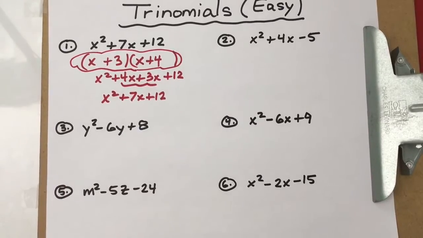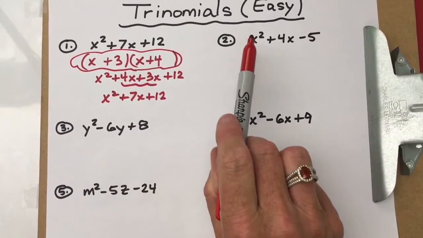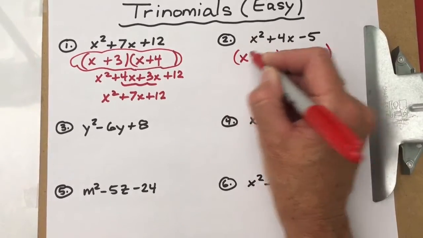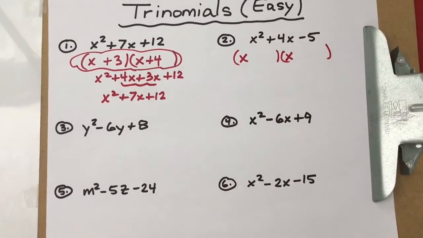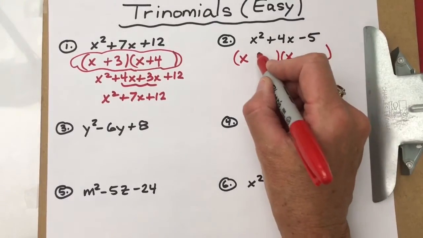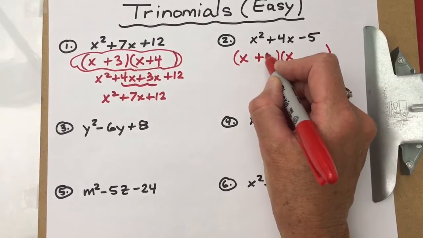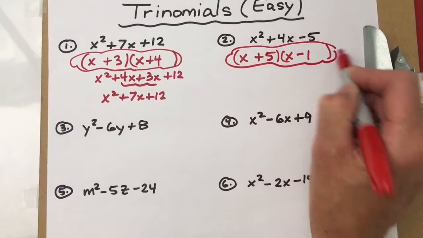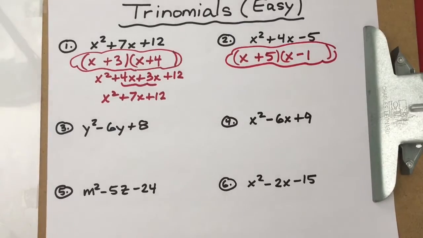And again, the reason I call them easy is there's no number in the front. So we set it up. Square root of x squared is x, which goes first. Two numbers that multiply to give me negative 5 and add to give me 4 would be a positive 5 and a negative 1. See, I have to be careful of the signs, particularly if I have negatives in there.